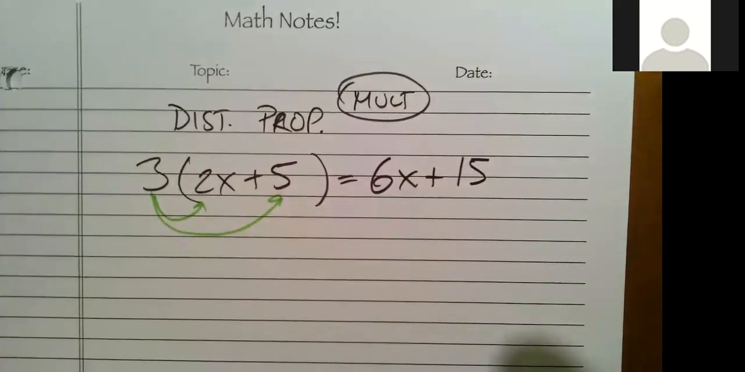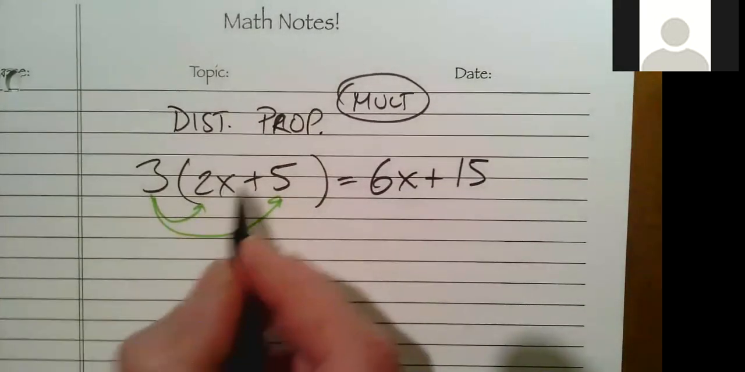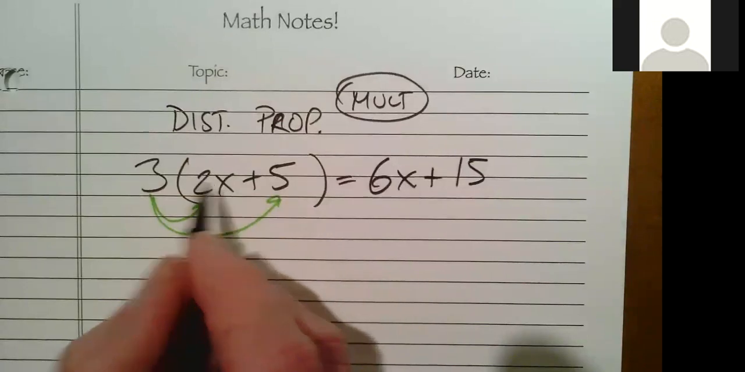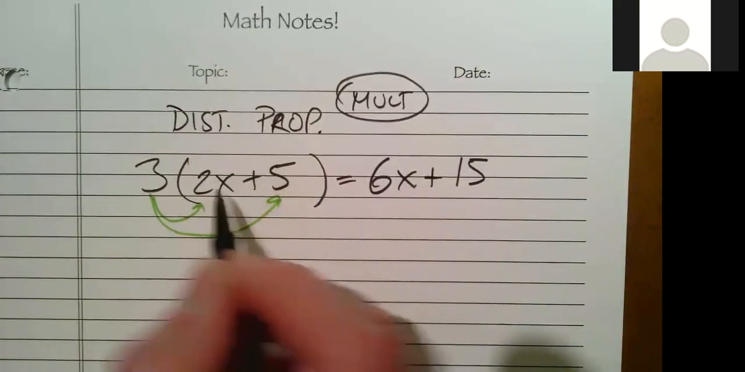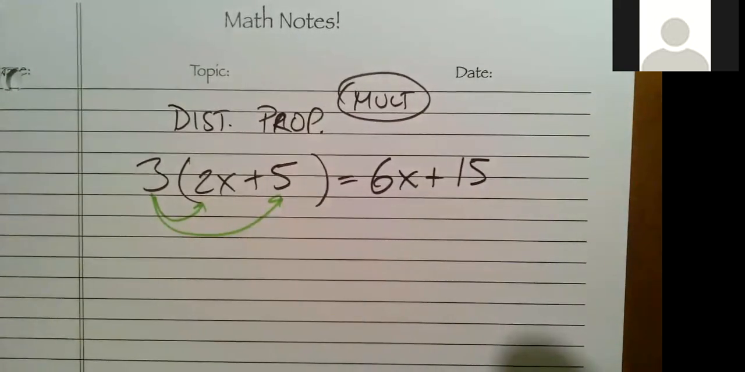You're going to be left with the same number of terms that you had inside the parentheses because they are both being multiplied by the same thing. So if they can't combine here, they're not going to be able to combine here. We got 6x plus 15.